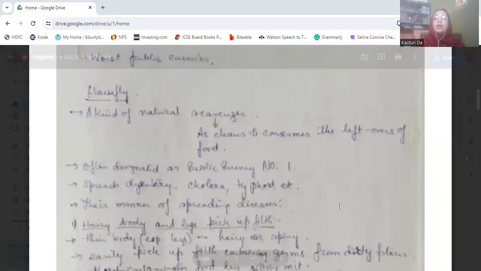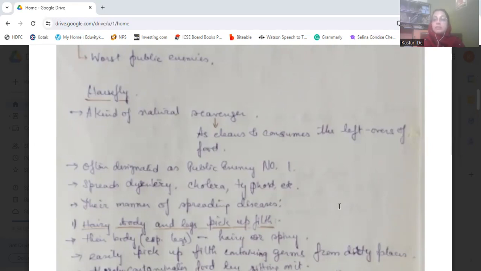It is a kind of natural scavenger, you can say, because it cleans and consumes the leftovers of the food, what we eat and just throw away as waste. On that, you can see many flies sitting, consuming and even cleaning those leftovers of the food. So these are the natural scavengers, I can say.